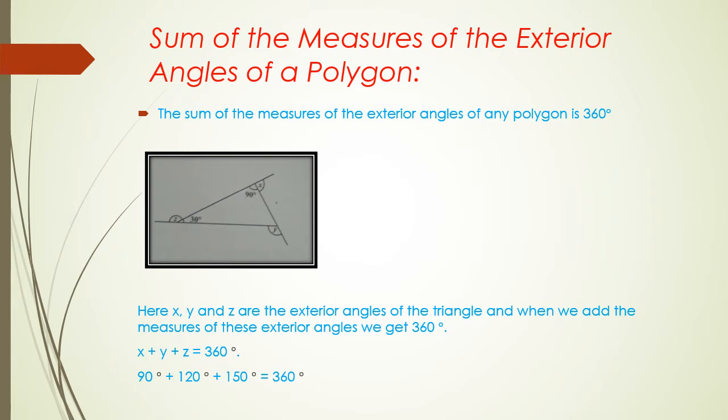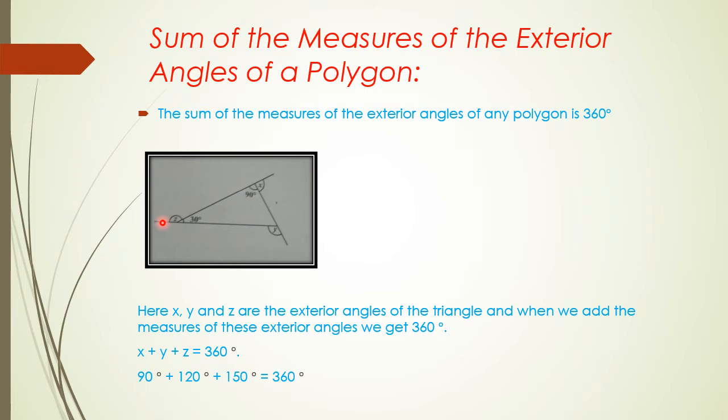So let us consider a triangle. In the figure we have a triangle and the exterior angles are x, y and z. According to the theory, when we add x plus y plus z, we should get 360 degrees. Let us see from this figure. Here x is equal to 180 minus 90, which is 90 degrees, because this exterior angle x and this interior angle make a linear pair. So x is 180 minus 90 degrees, equal to 90 degrees.